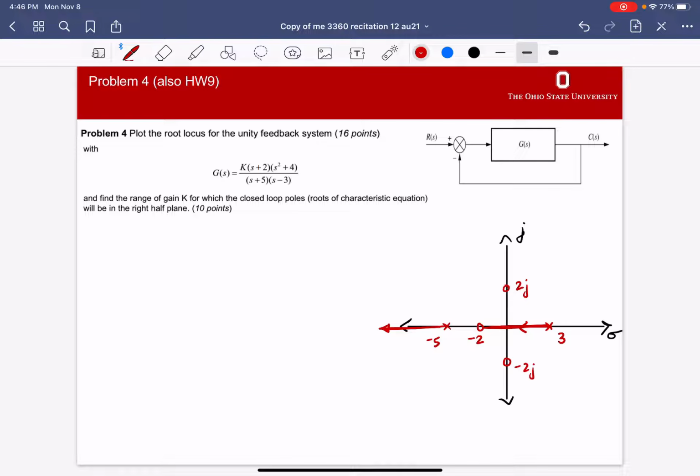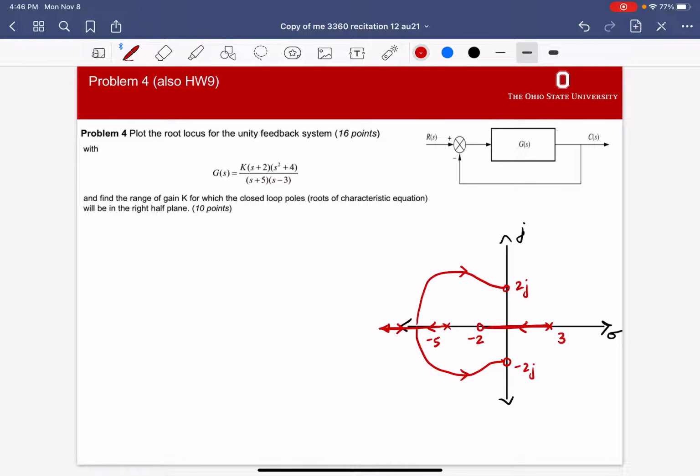We have a breakout point somewhere over here. And it looks something like that. So again, I think I'll attach a MATLAB plot of the root locus as well. But this is what it would kind of look.